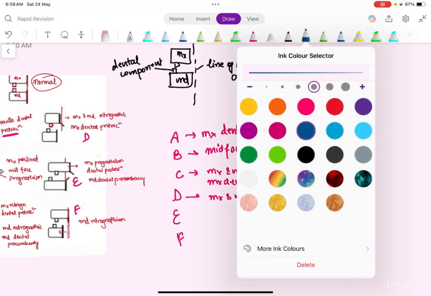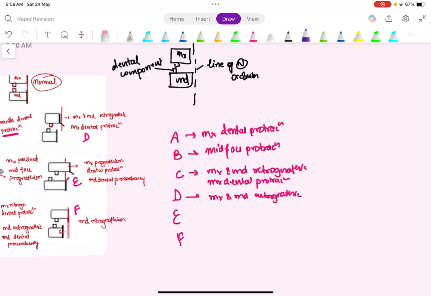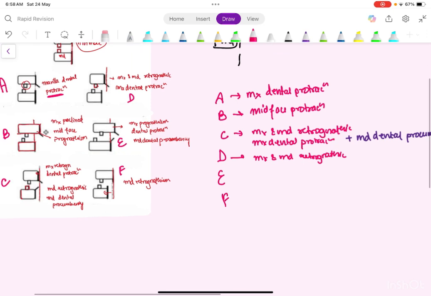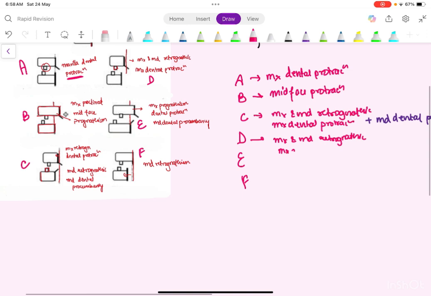Here you have to know one extra feature that will distinguish type C from type D, which will be mandibular dental procumbency. In D, it is the same as C, so there is also maxillary dental protraction. Now look at the arrow. Both have arrows in C, but in D you don't have an arrow, so that's what procumbency is. This is what you need to see: there are two arrows in C, but one arrow in D, that is just maxillary dental protraction.